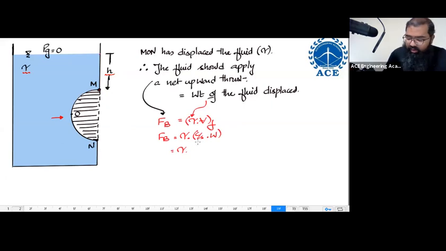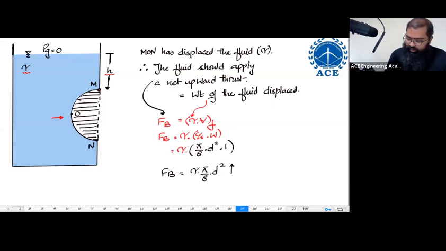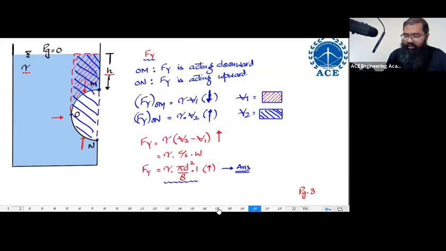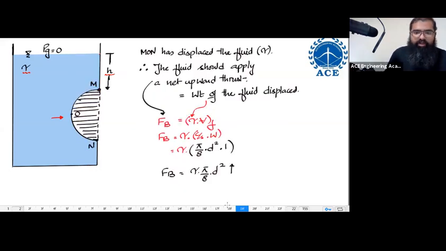This cross section is equal to how much? The cross section over here is equal to pi by 8 d square, and width is equal to 1 unit. Therefore, the value of FB, which is a vertically upward thrust, is equal to gamma into pi by 8 d square. It is a vertically upward thrust, therefore upward over here. Now you look at this slide. This I have done from the buoyancy approach, and look at this slide. Answer in both the cases is coming out to be the same. This I have done from the FV approach, and this I have done using the buoyancy approach.